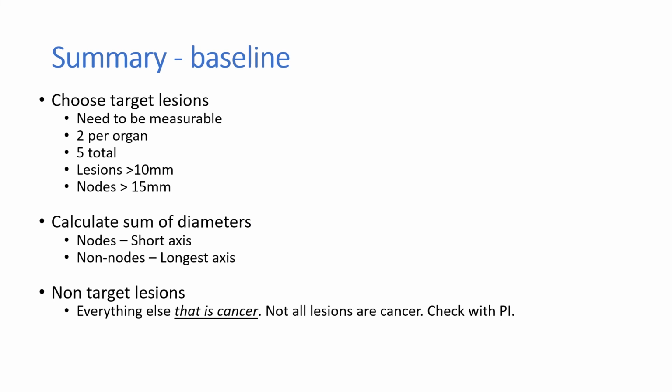So in summary, for the baseline, choose the target lesions. They need to be measurable, 2 per organ, 5 in total. Non-lymph node lesions have to be greater than 10 millimeters. Lymph nodes to be target lesions have to be greater than 15 millimeters. You calculate those sum of diameters, nodes using short axis, non-nodes using the long axis, and the non-target lesions are everything else that is cancer, measurable or non-measurable, and you just have to say whether they're present or not, and you've got to make sure that they really are cancer and not something else.